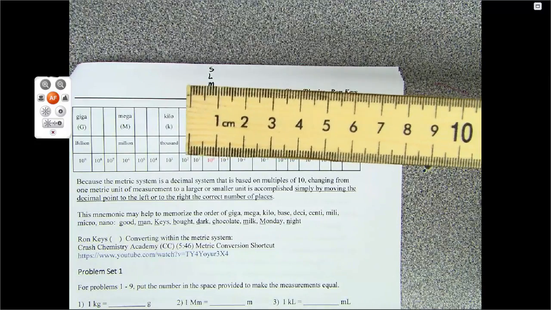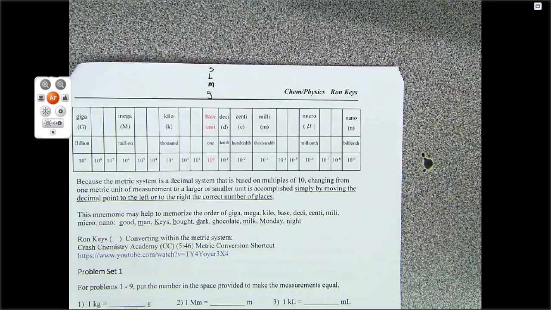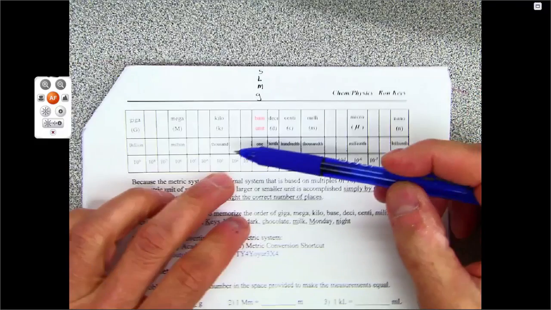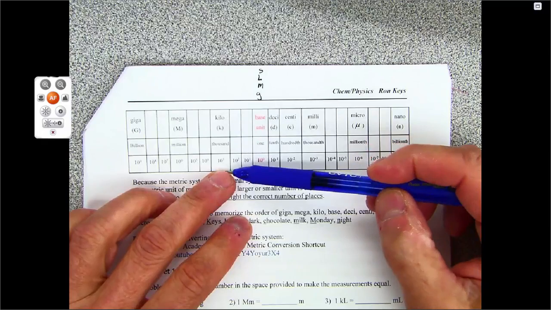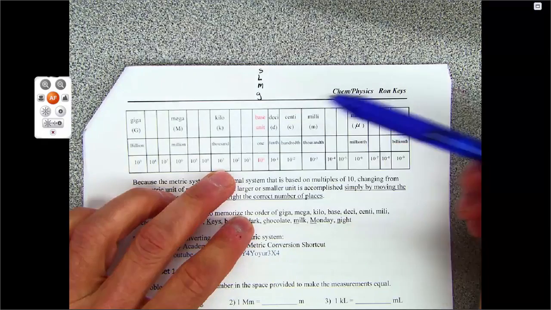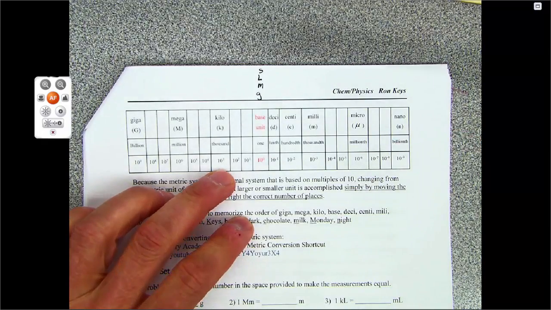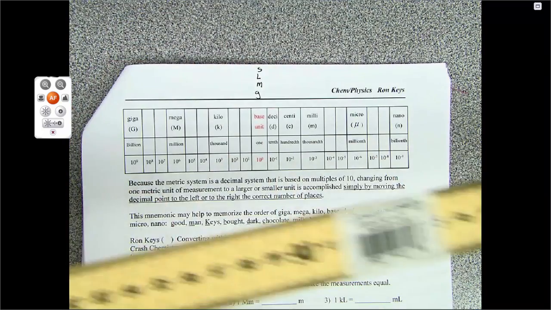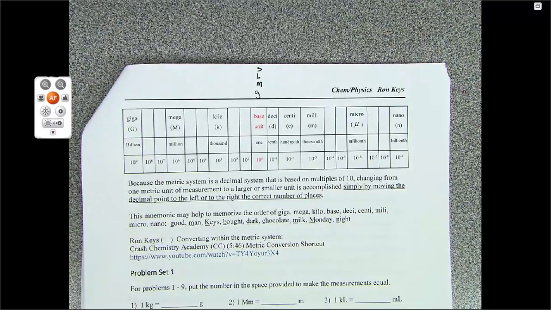Now the slick thing about the metric system is a standard size paper clip is 1 gram. So if you have 1,000 paper clips, you'd have a kilogram. If you have a liter, just like if you lined up 1,000 of these meter sticks, you would have a kilometer. It works no matter what.